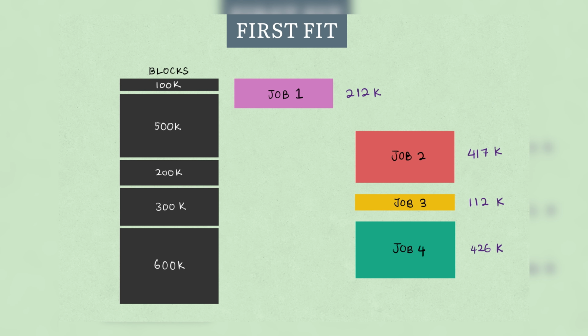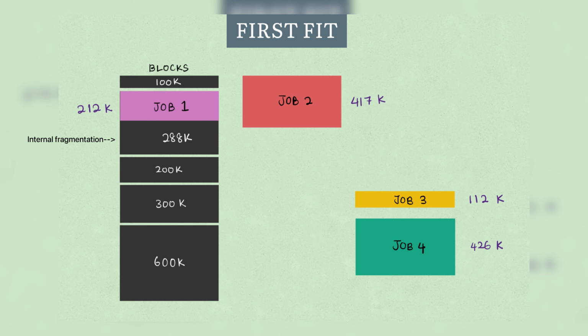First, we take job 1, which is 212K in size. We compare it with the first block size. Since the job doesn't fit because it is larger than the block size, we move to the next block. The second block size is 500K, which is larger than the job size. Therefore, we allocate this job into the second block.